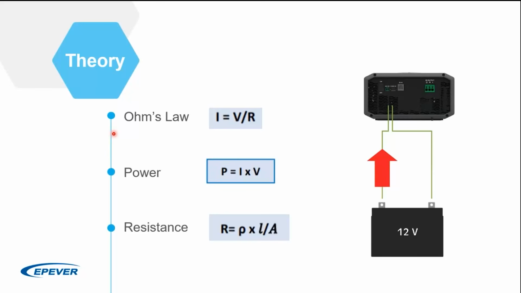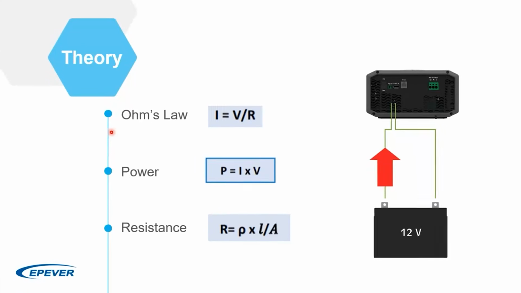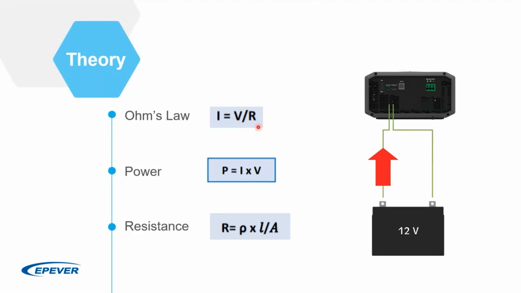Knowing how much current runs through a cable is essential knowledge to be able to choose the correct cable for the system. You can say that the resistance of a conductor determines how much current runs through a material at a given voltage, and this can be presented in this formula. So this is the resistance, this is the voltage, and this is the current. And this formula is called Ohm's law.